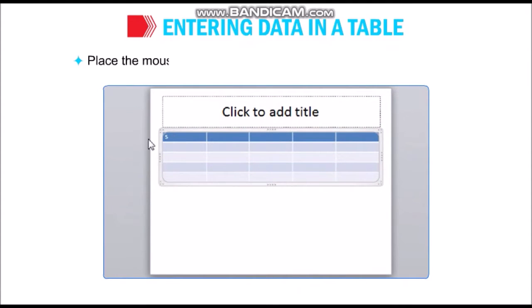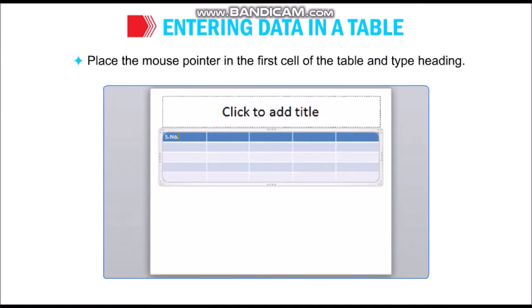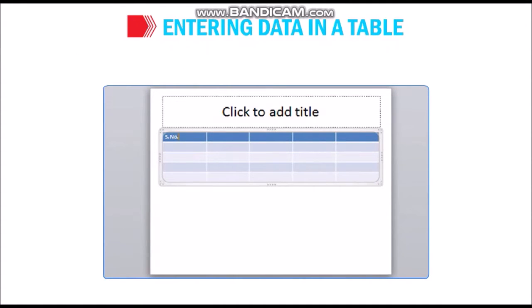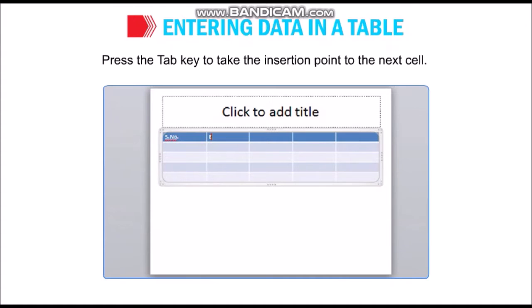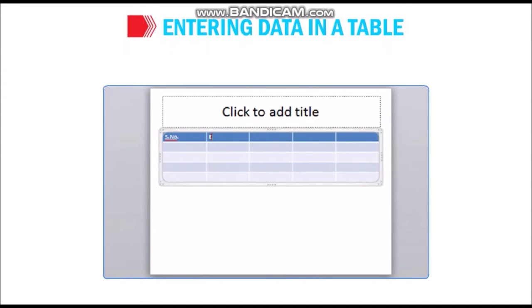Okay children, place the mouse pointer in the first cell of the table and type heading. Press the Tab key to take the insertion point to the next cell. Type heading for the next cell.